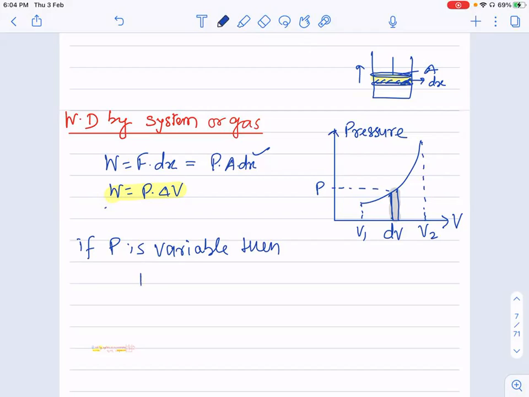बोलो, work done can be found out by integration. P dV. dV will be the small change in the volume and P will be the corresponding pressure at that moment. और कहाँ से कहाँ तक इसको इंटीग्रेट करना है? V1 to V2. लिमिट क्या रहेगी? V1 से लेकर V2 तक.